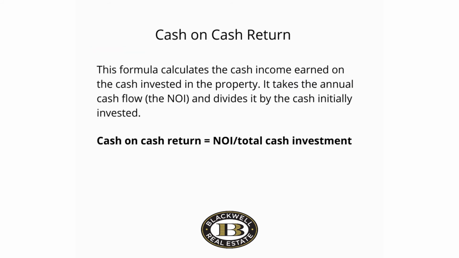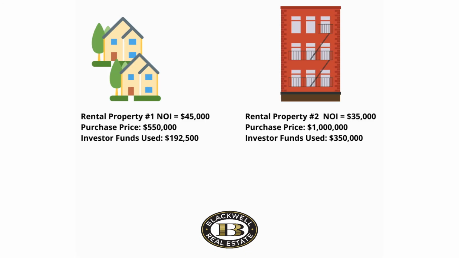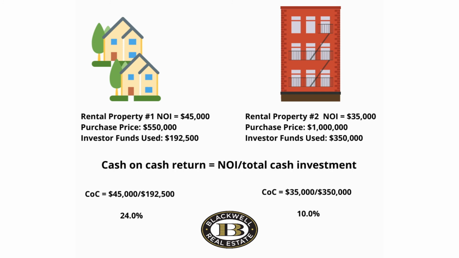Finally, let's look at cash on cash return. This formula calculates the cash income earned on the cash invested in the property. It takes the annual cash flow, the NOI, and divides it by the cash initially invested. Let's look at our examples one more time. Let's say our investor put down 35% on both properties, so $192,500 on number 1 and $350,000 on number 2. Plugging those numbers into the equation, we see that property number 1 had a cash on cash return of 24%, and property number 2 had a cash on cash return of 10%.